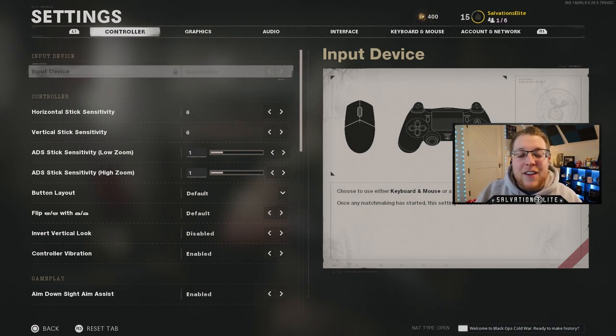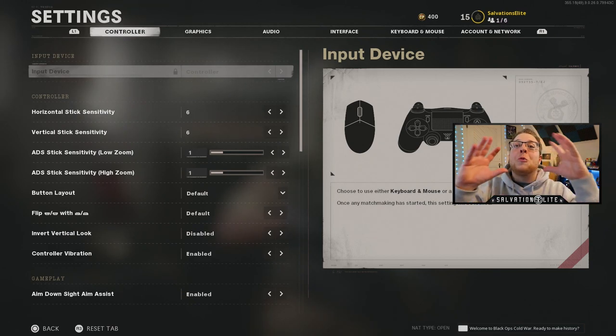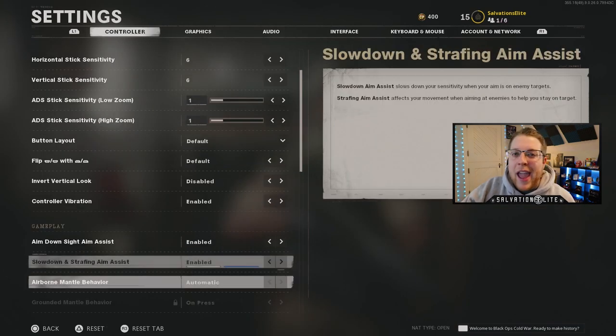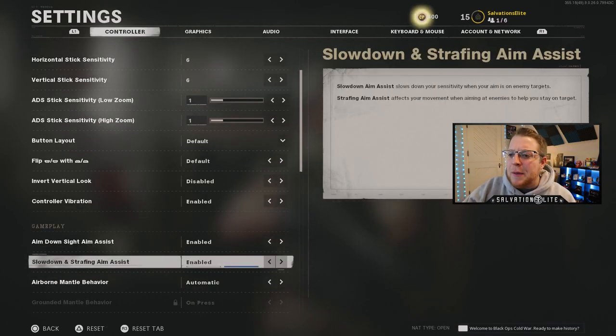The most important thing for sensitivity at the end of the day is what feels best for you. I use 6-6, 1-1 personally, but it all comes down to your personal preference within a reasonable range of what the average pro is using. So the aim assist, keep that on. Obviously you want to keep the aim assist on.